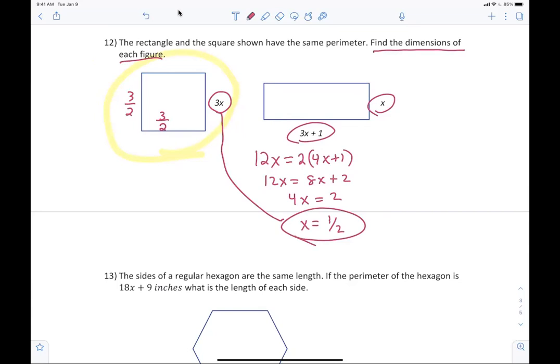I know how to do that too, but why do you need it? What do you do? I read the directions. It says find the dimensions of each figure. It didn't say what is x. So I'm calculating the dimensions. I did the square, now I'm going to do the rectangle. So the rectangle is 3/2 plus 1. All right. So the rectangle is going to be 5/2 by 1/2.